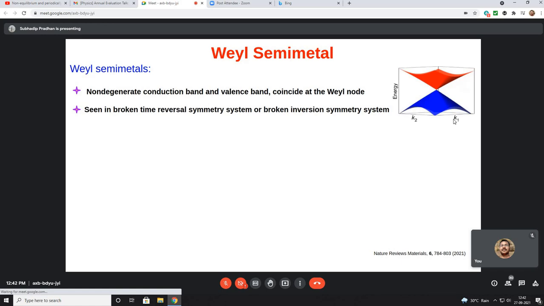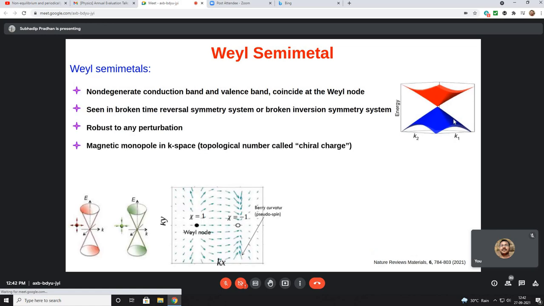You need to break either time reversal symmetry or inversion symmetry, because if there is both time reversal symmetry and inversion symmetry, the system has Kramers degeneracy, so the bands will be degenerate. So to make the bands non-degenerate, you have to break either time reversal symmetry or inversion symmetry. So you can see this type of Weyl semimetal only in a time reversal breaking or inversion breaking system. Now, to protect this Weyl node, you need only the lattice translation symmetry. You do not need any other extra symmetries to protect this.